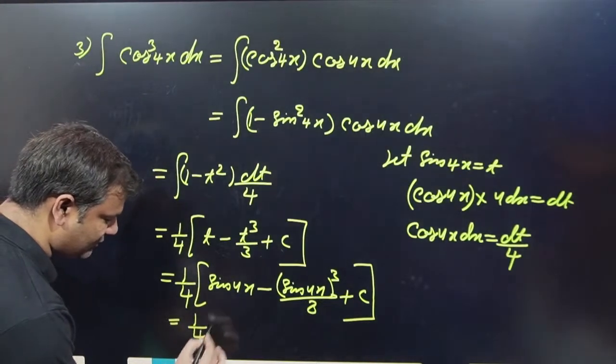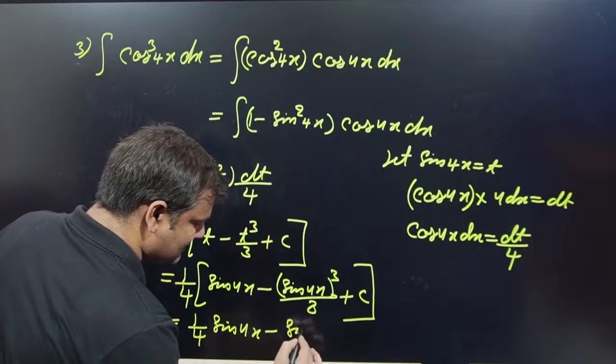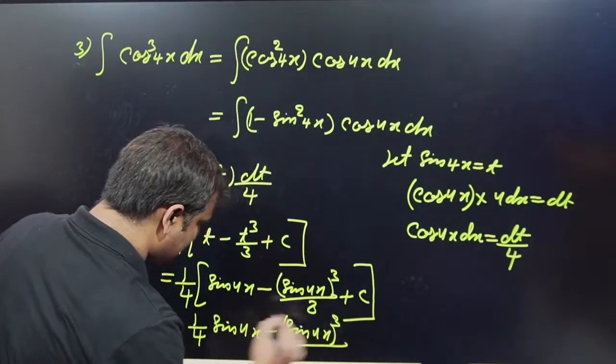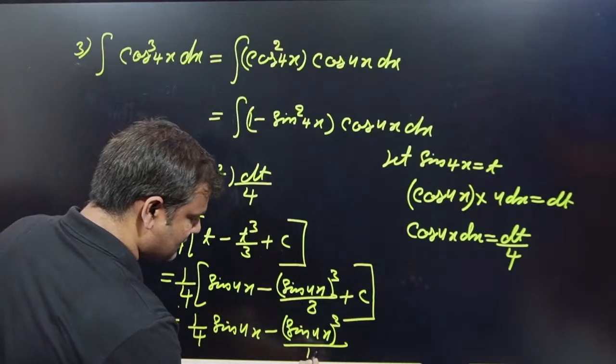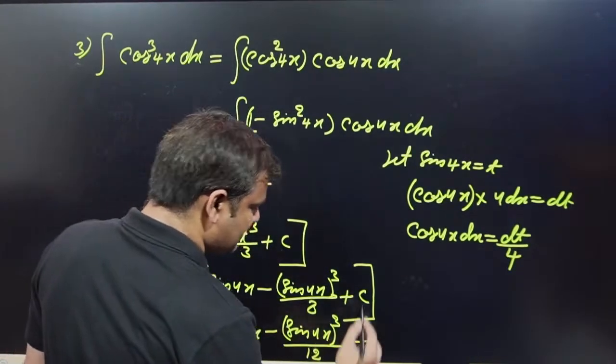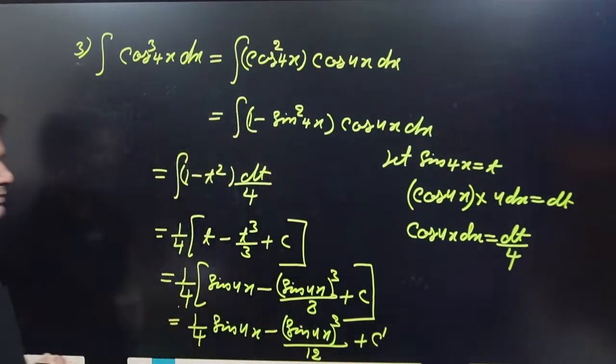Or 1 by 4 sin 4x minus sin 4x to the whole power cube divided by 4 into 3, that is 12, plus c divided by 4, that is you can say c dash.